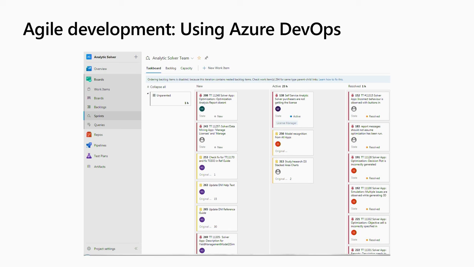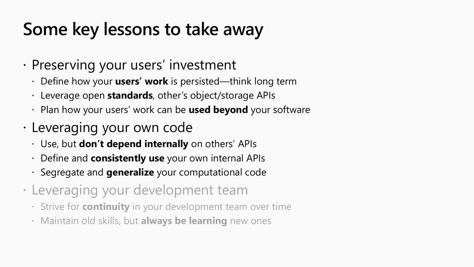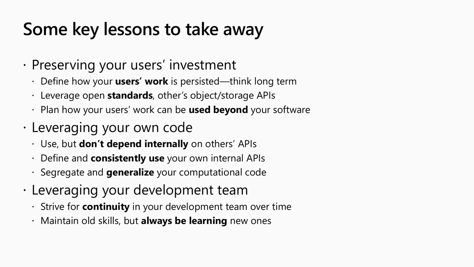Just a comment about development, just a sort of a plug for Azure DevOps. If you're not already using it, highly recommend it. It's what we're using now. And we had to go from old style development to agile methods, and Azure DevOps has been a help to do that. So final takeaways. This is really the same slide that we saw near the beginning. Work to preserve your users' investment, work to leverage your own code, and leverage your development team.